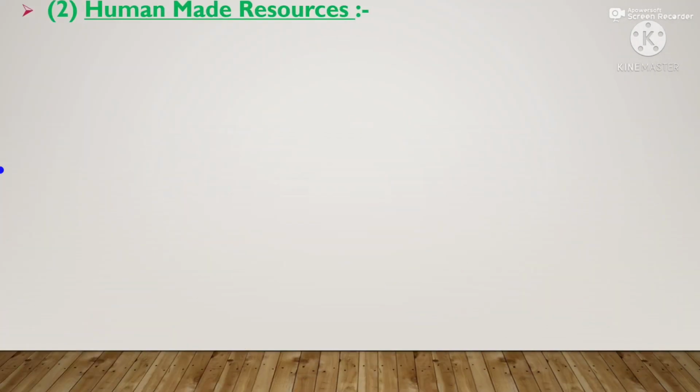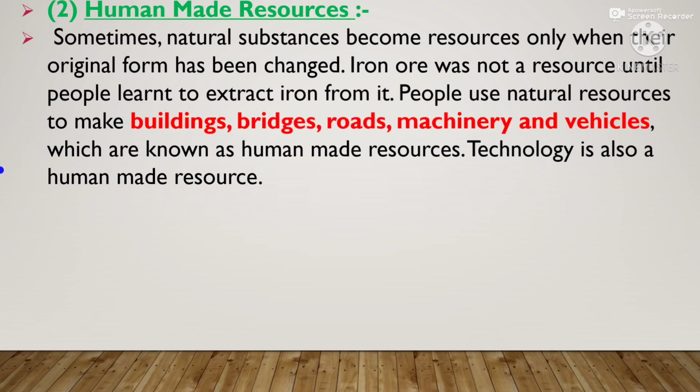Next is human-made resources. Sometimes natural substances become resources only when their original form has been changed. So iron ore was not a resource until people learned to extract iron from it. People use natural resources to make buildings, bridges, roads, machinery, and vehicles, which are known as human-made resources. So, human-made resources means those resources which are created by human beings. They convert natural resources into human-made resources such as buildings, bridges, road, machinery, and vehicle by use of technology.